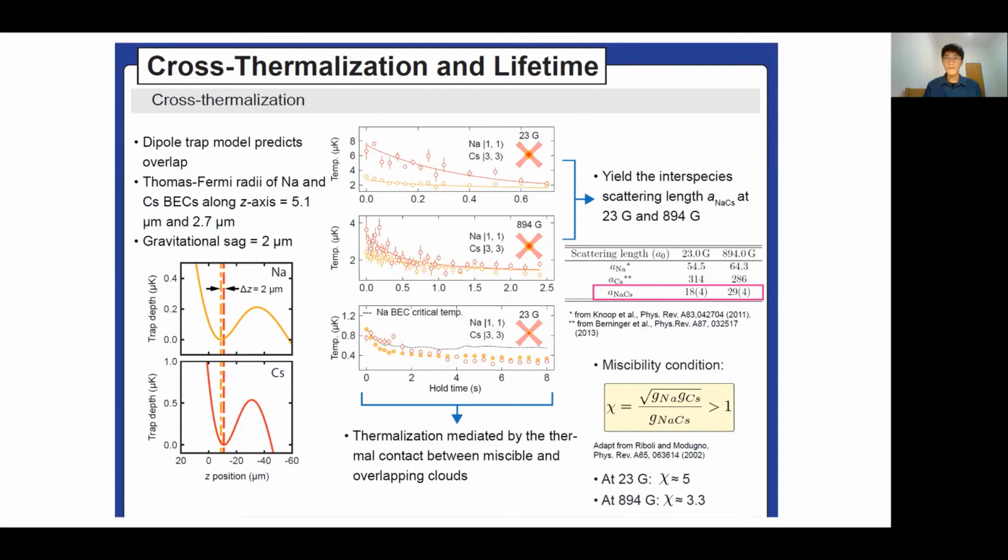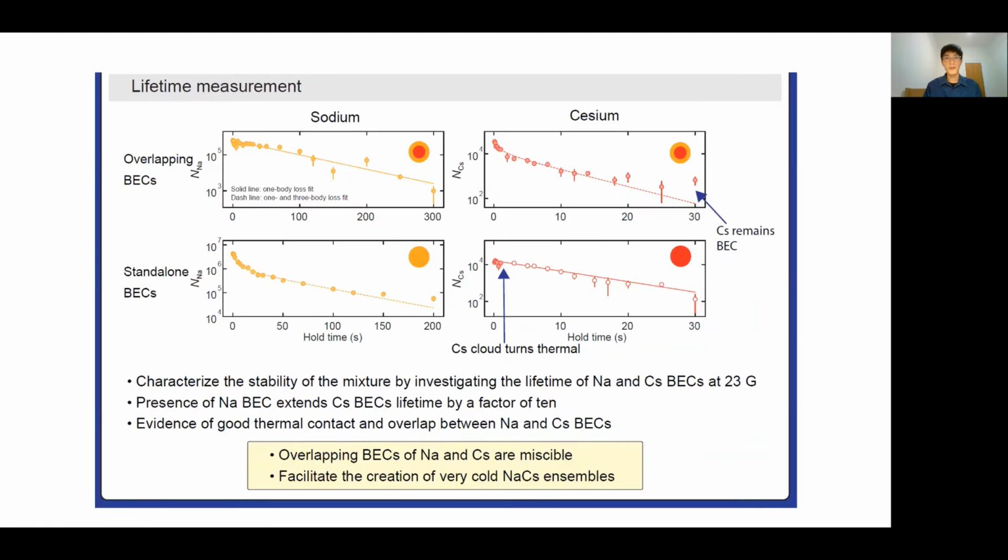We then observe the thermalization mediated by the thermal contact between miscible and overlapping clouds. Our dipole trap model also shows that sodium and cesium BEC overlap with each other. We also observed that sodium BEC extends the lifetime of the cesium BEC by a factor of 10. We conclude that overlapping BECs of sodium and cesium are miscible, and they can be utilized to create an ultracold sodium cesium ensemble.